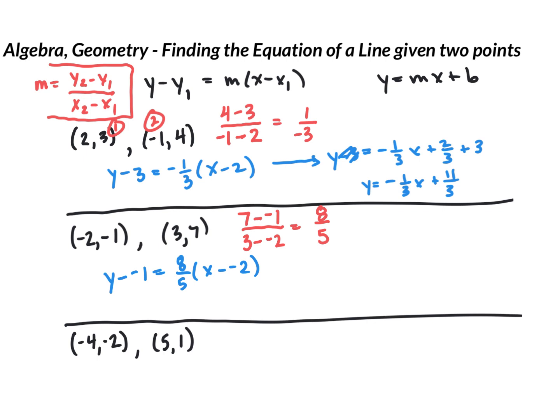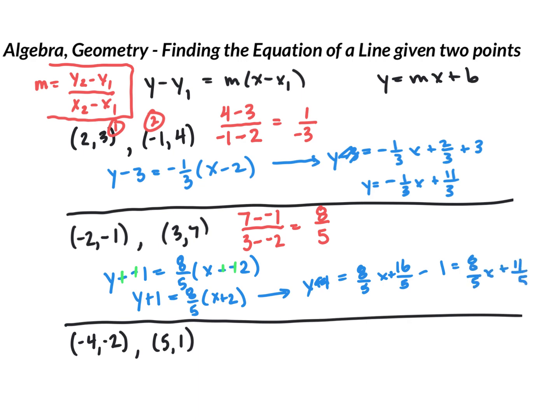Now, obviously, with a minus a negative, we'd like to just make that plus. Okay, if it was, I would be done right here. I would say this is good enough. If it's important to you to multiply it out, you certainly could. y plus 1 equals 8/5 x plus 16/5. Distributing the 8/5 into the parentheses, and subtract 1, so like 5/5. So this would be 8/5 x plus 11/5.